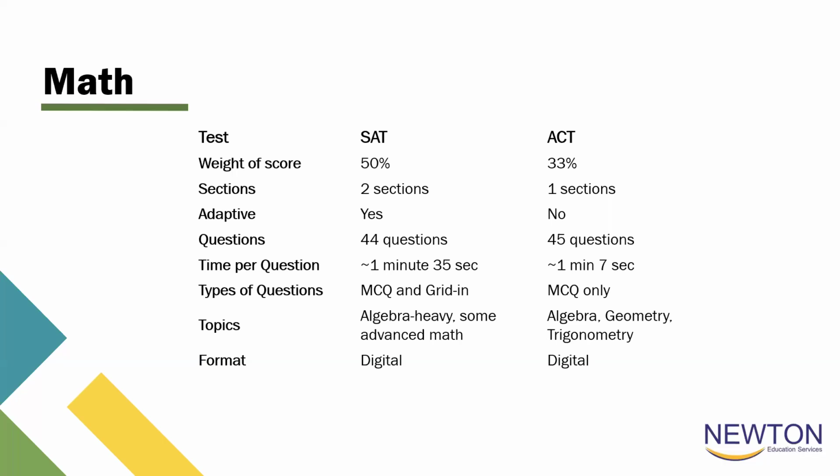So this is a side-by-side comparison for the SAT and the ACT. If you remember how many sections we had for the SAT, we only had 2 sections. So the math score represents 50% of your total score. But for the ACT, because you have 3 sections, your math score represents 33% of your total score.